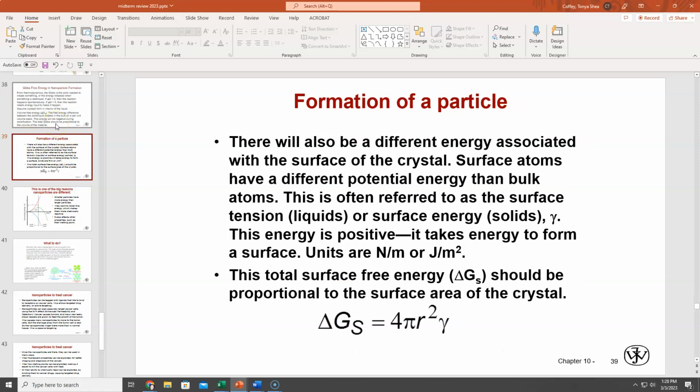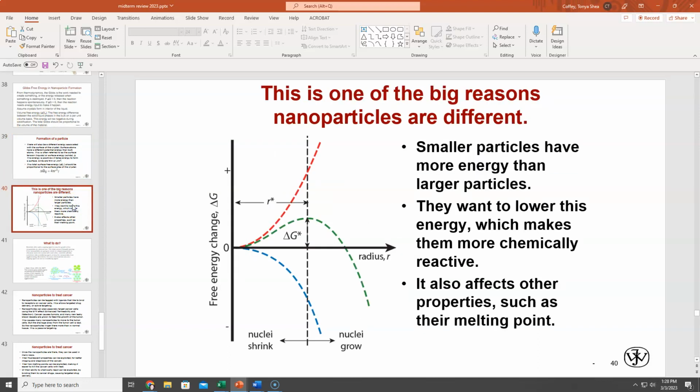There's going to be a different energy associated with the surface of the crystal. Surface atoms have a different potential energy than bulk atoms. And in general, the potential energy of surface atoms is higher than that of bulk. And this is often referred to as surface tension or surface energy. It's positive. It takes energy to form a surface, okay? So the total surface free energy should be proportional to the surface area of the crystal. And this is one reason why nanoparticles are different, okay? Smaller particles are going to have more energy than larger particles because of their surface area to volume ratio.